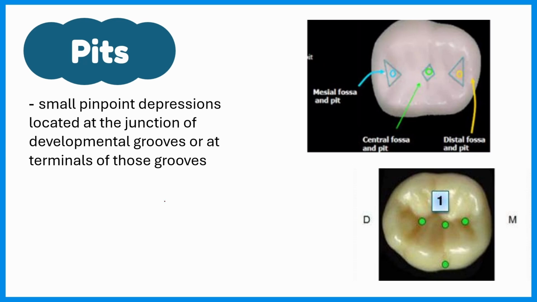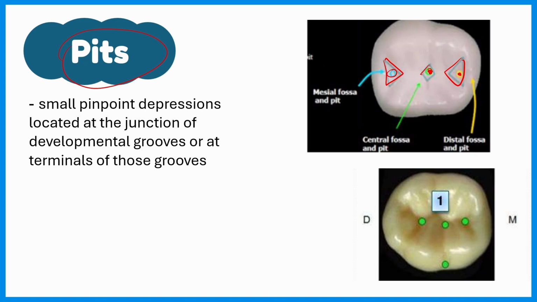All right. So the next thing we have is a pit. A pit is a small pinpoint depression located at a junction of developmental grooves or terminals of these grooves. So we've got a central pit, mesial pit, distal pit, a buccal pit over there, it just depends. This blue thing right there, that's the mesial pit. This triangle thing, that's the mesial triangular fossa. This triangle there, that's the distal triangular fossa. Inside of it is the distal pit.